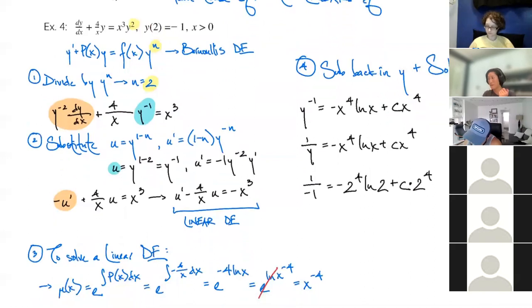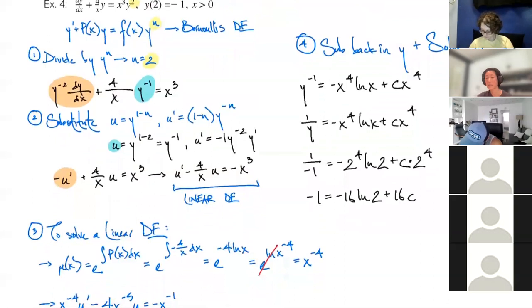If you've taken discrete recently, you know how important powers of 2 are. And so hopefully we know 2 to the 4th is not 8. Might happen early morning, but it's not 8. It's going to give us 16. And so we will have -1 equals -16 natural log 2 plus 16c.